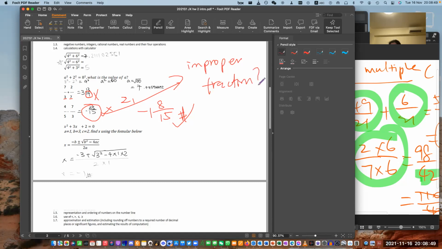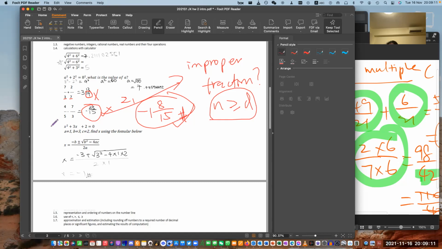Yes. So for an improper fraction, that means the numerator is bigger than or equal to the denominator. So that is an improper fraction. For an improper fraction, it's not the simplest form. So you are supposed to write in this manner. All right. Okay. So this is the question here.